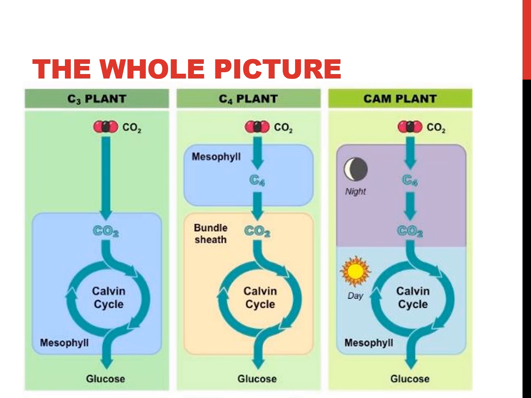So, in other words, the light dependent stage occurs in the mesophyll cells, and then the carbon cycle occurs in the bundle sheath cells, which allows glucose to be made efficiently, even when it's hot for these plants.